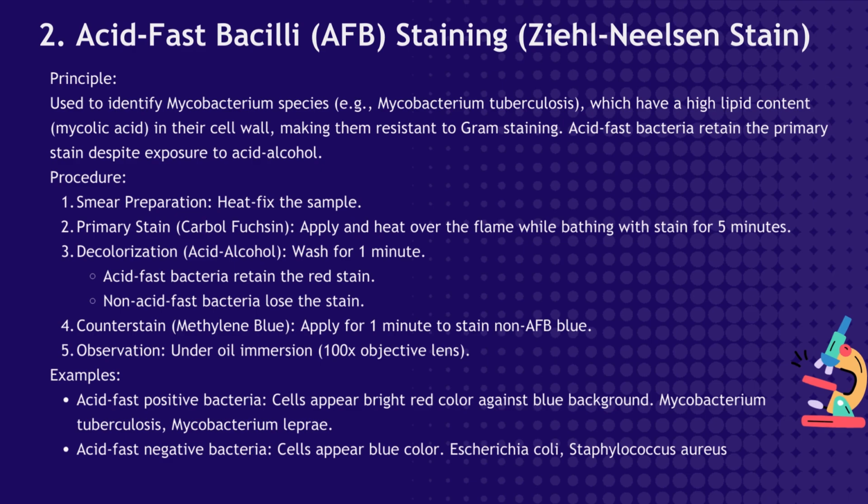Procedure: smear preparation. Heat fix the sample. Primary stain, carbolfuchsin. Apply and heat over the flame while bathing with stain for 5 minutes. Decolorization, acid alcohol. Wash for 1 minute. Acid-fast bacteria retain the red stain.